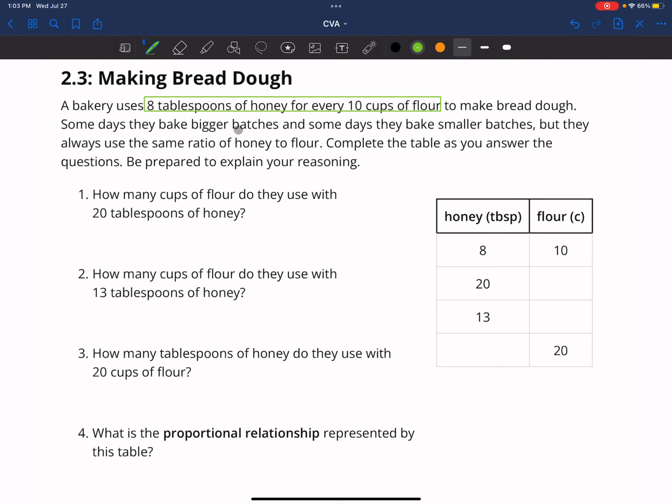Some days they bake bigger batches and some days they bake smaller batches. But they always use the same ratio of honey to flour. Complete the table as you answer the questions. Be prepared to explain your reasoning. Okay?